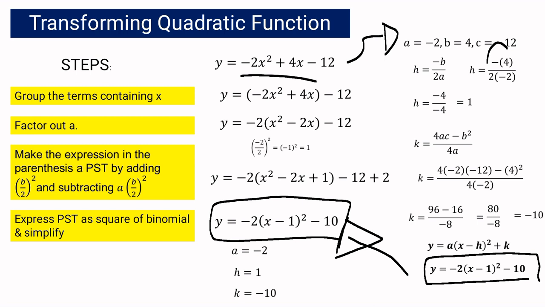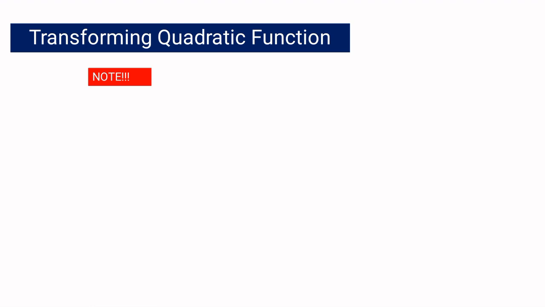So let us proceed. To continue, please take note of the following. If the resulting function becomes y equals 2 times the quantity x plus 1 squared minus 1, if we get the values of a, h, and k, yes, the value of a is 2. How about the value of h? The value of h here is negative 1.